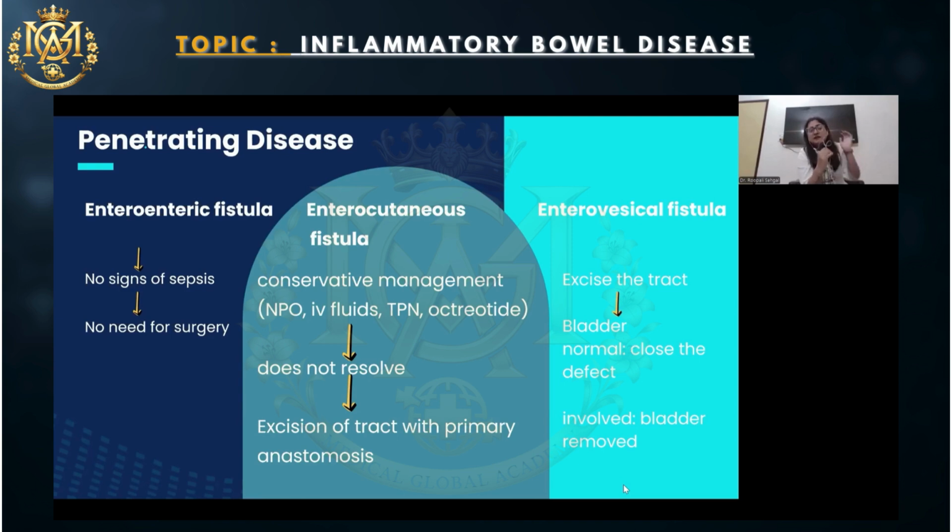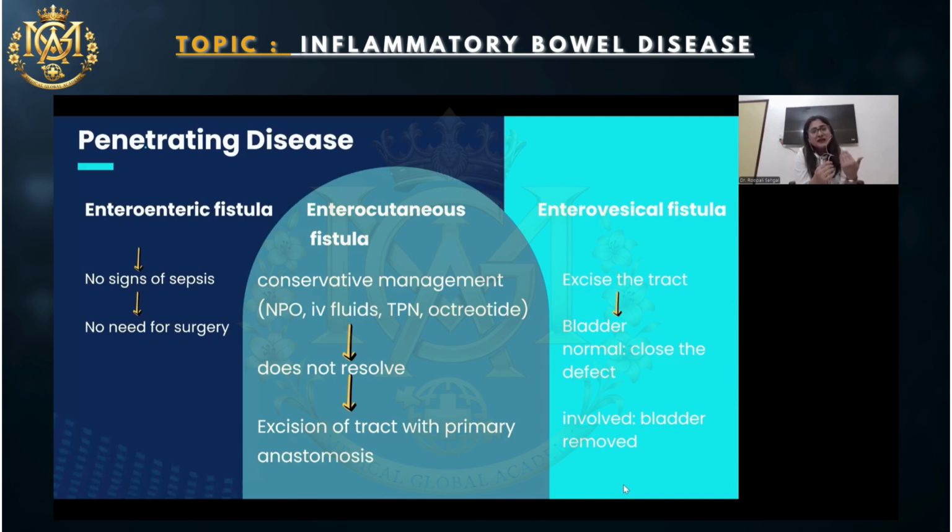But if there is an enteroenteric fistula wherein the contents of the bowel are being poured into an adjacent bowel loop, but there is no outpouring of the bowel contents into the peritoneum and there are no signs of sepsis for the patient, that patient does not need surgery.